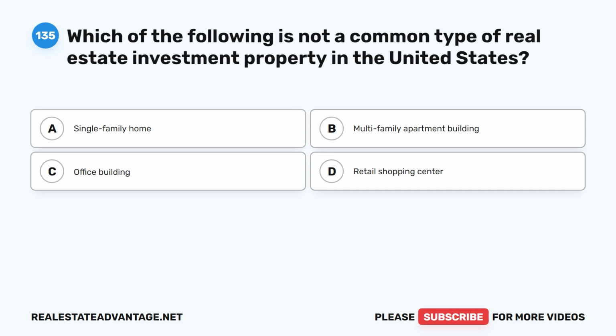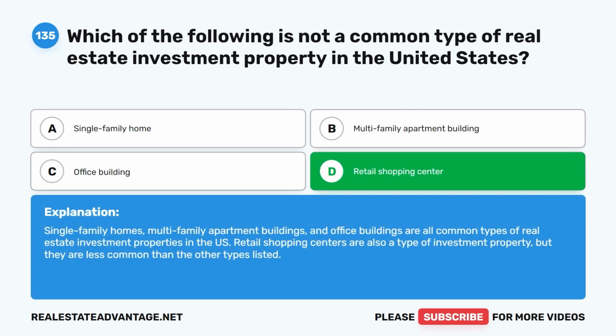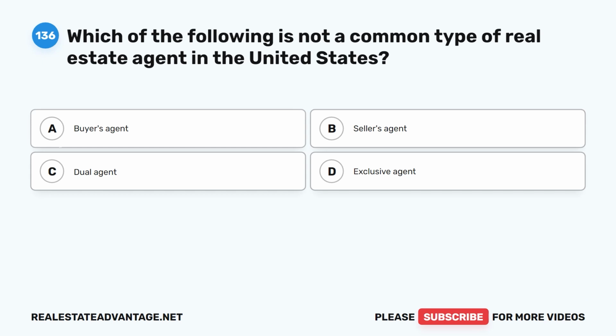A. Single-family home. B. Multifamily apartment building. C. Office building. D. Retail shopping center. The correct answer is D. Retail shopping center. Single-family homes, multifamily apartment buildings, and office buildings are all common types of real estate investment properties in the U.S. Retail shopping centers are also a type of investment property, but they are less common than the other types listed. Question 136.